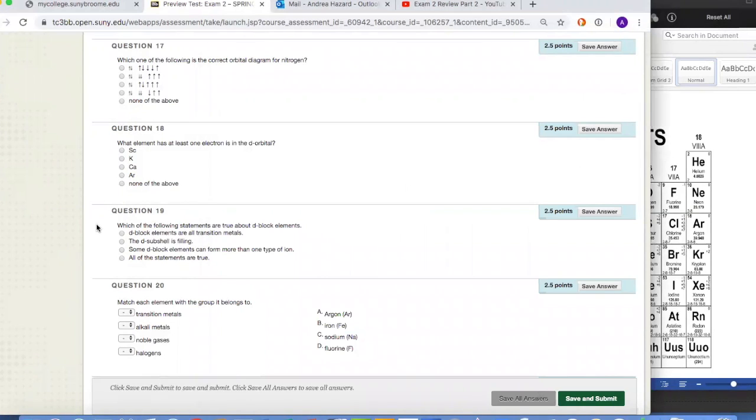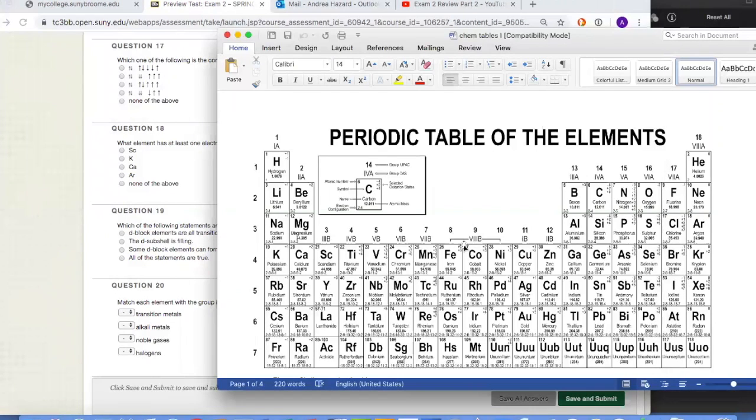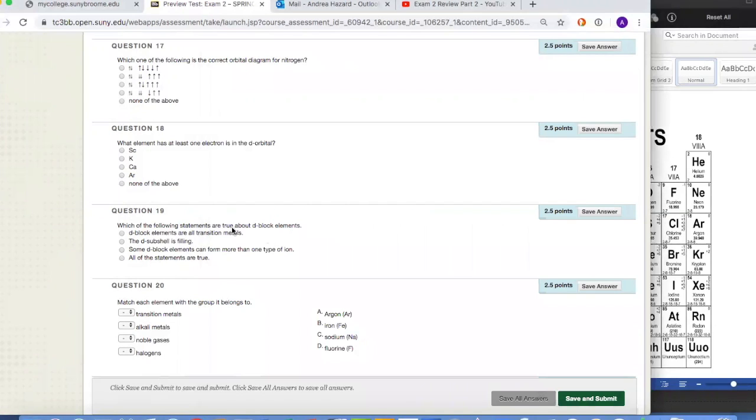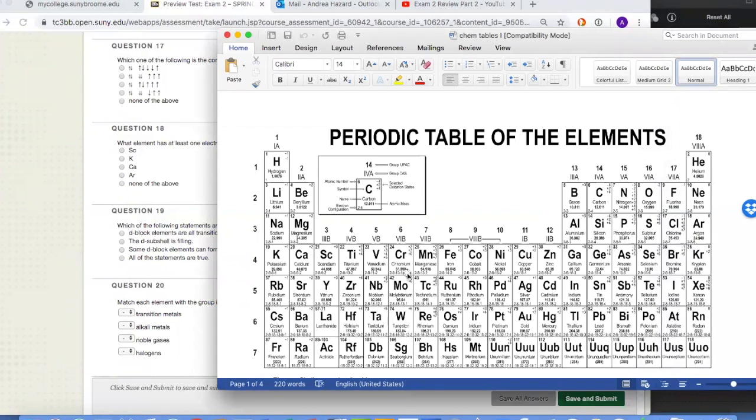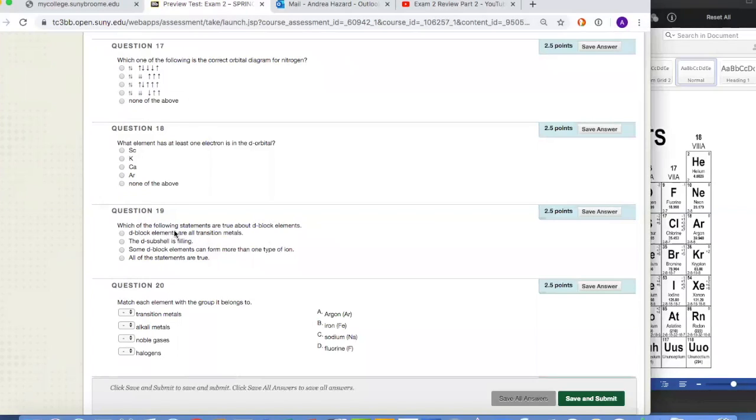Which of the following statements are true about d block elements? d block elements are all transition metals. That's true. So basically, the d block is this lower down here. These are all the transition metals by definition. The d subshell is filling. That's also true. That's why we call it the d block. Some d block elements can form more than one type of ion. So if we look here, chromium and manganese, for example, and iron and cobalt, all of these can form more than one type of ion. So this is true as well. So all of the statements are true.